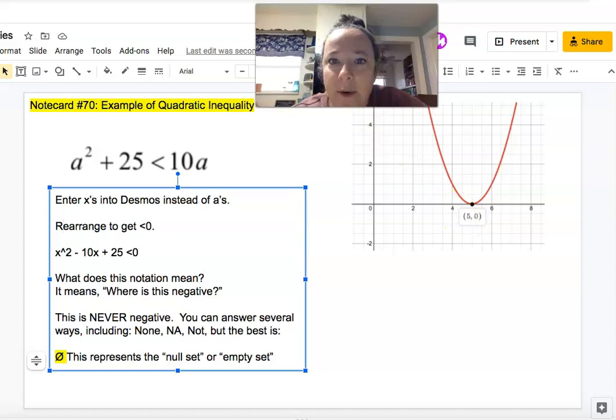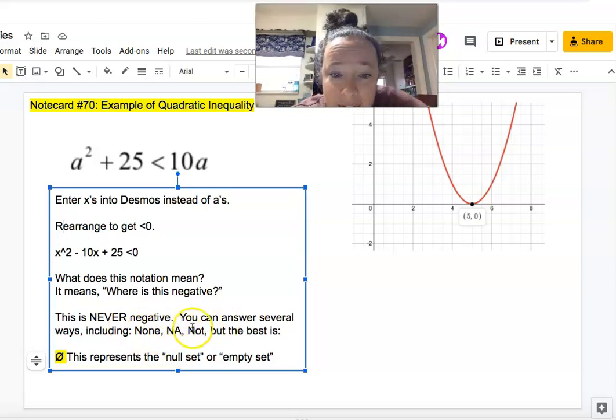This one is a tricky one. This one, they really are trying to get you. They're trying to trick you and see, do you really understand? So where is this negative? Is this thing ever under the x-axis? No, it's not. It hits the x-axis at 5 or touches it at 5, but it never goes below. So the answer is never, not, none, not applicable.